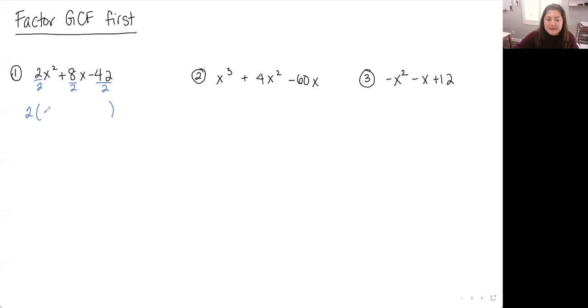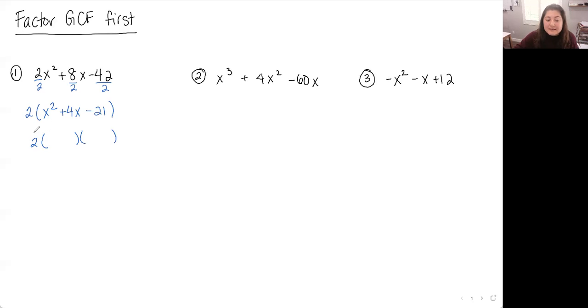So we're doing 2 divided by 2 in your head. That's going to be 1. So we'll be left with x squared. 8 divided by 2 is 4. So I'm going to have 4x. And then 42 divided by 2 is negative 21. From this step, after we've pulled that GCF out, now we can go ahead and factor like we normally do based on what we did in the previous videos, right? So in here, actually in the first video of my factoring playlist set.